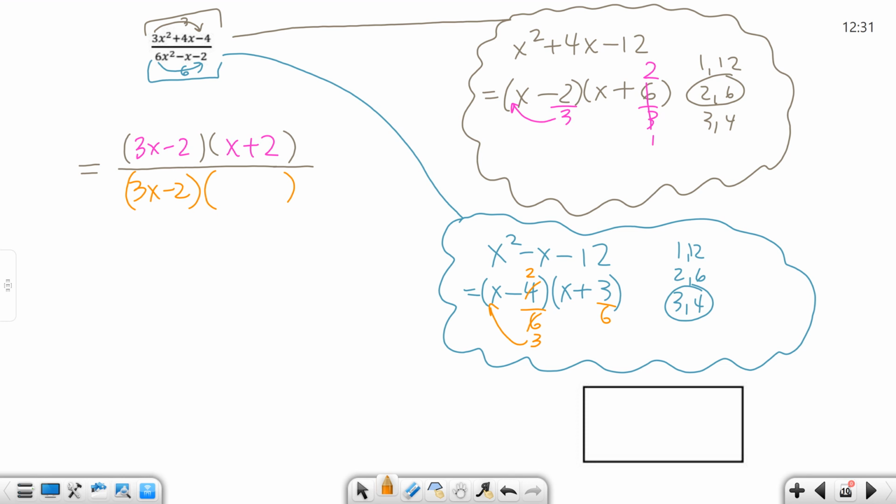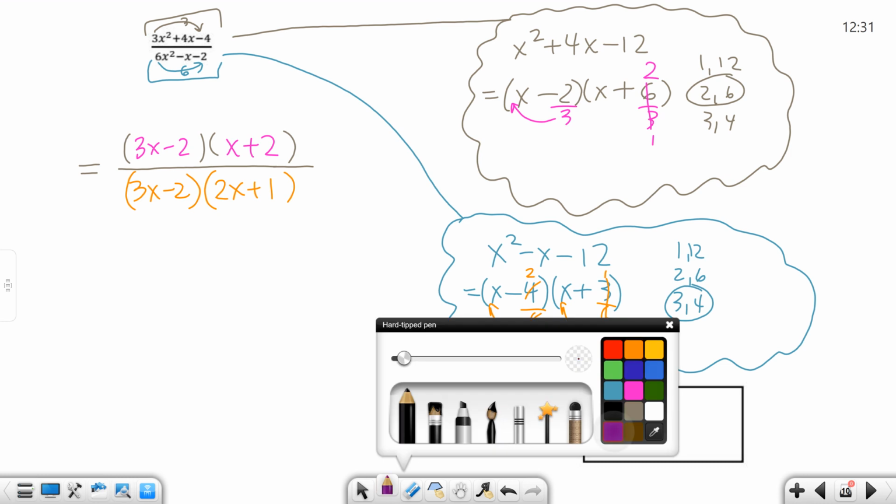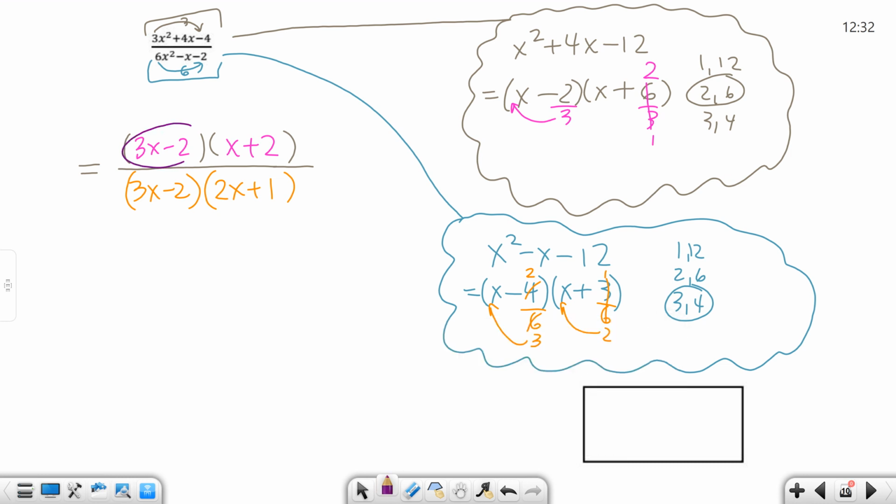And then the next one, 3 over 6. The 2 is in the bottom, the denominator this time, there's a 1 up top. You've got to have the 1. 2 comes in front of the x, so that becomes what? 2x plus 1. So does anything divide out here? Well, 3x minus 2 is the same thing here and here, right?